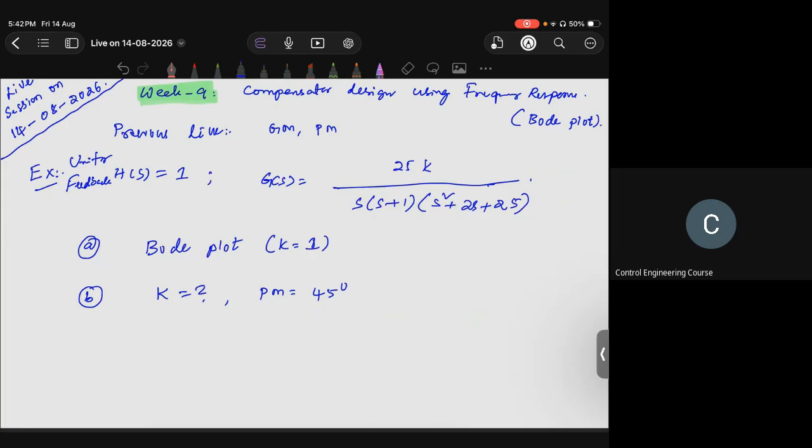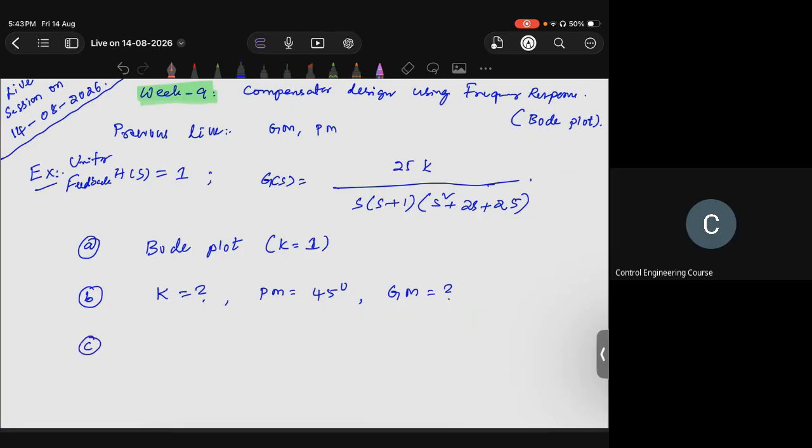Your phase angle, how much is it deviated from 180 degrees? If the deviation is 45 degrees, for what value of k? That is the question. Also find the gain margin for this k. Find the k value which will give us a phase margin of 45, and for the same gain k, find the gain margin.